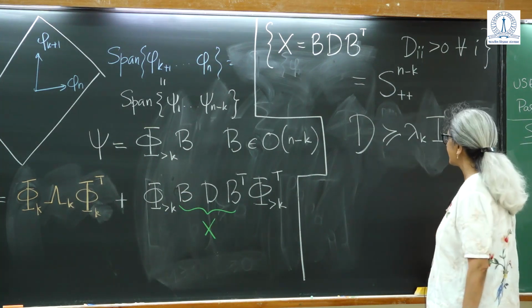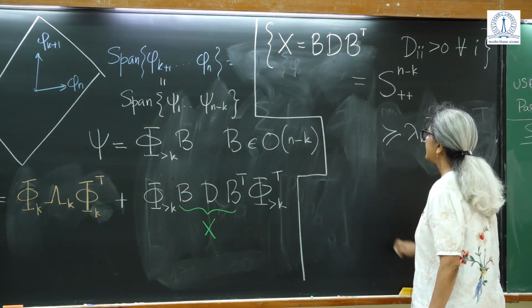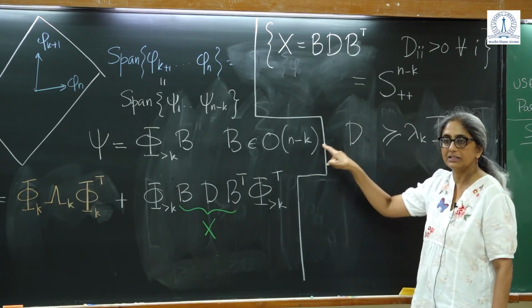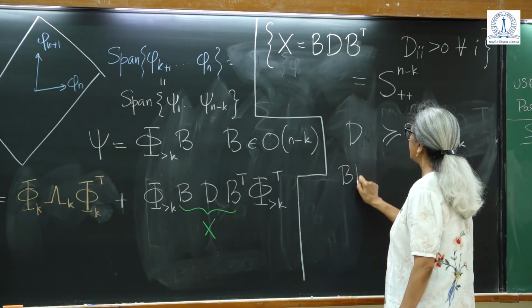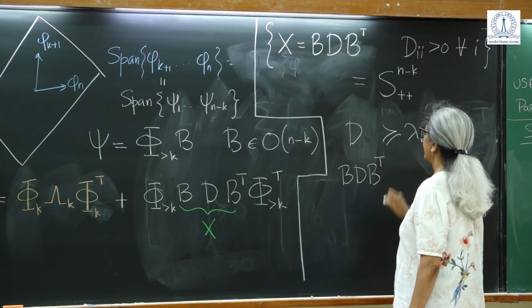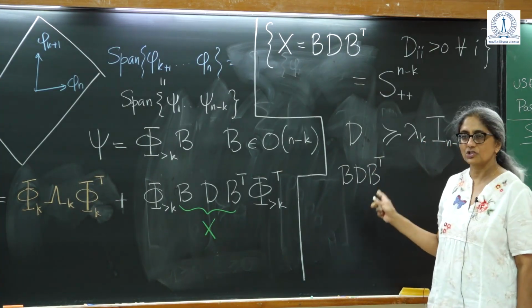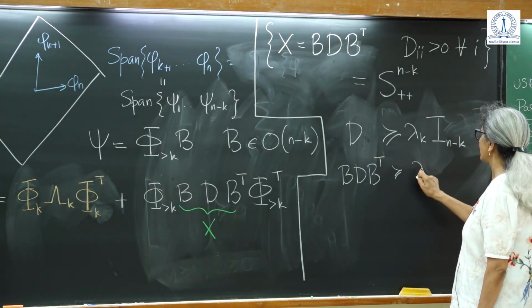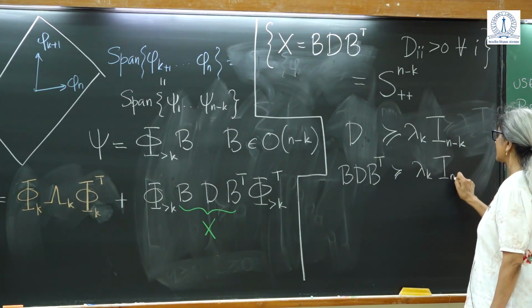But what happens if we conjugate D? If D has this property and I multiply it on both sides with B and B transpose, so if I do B D B transpose, do the eigenvalues change? No. So this is also greater than or equal to lambda k I_(n-k).